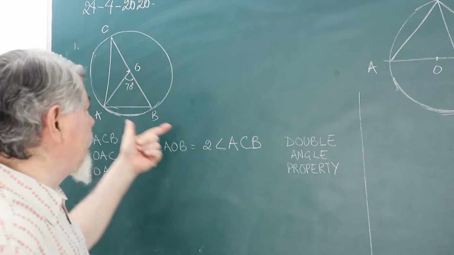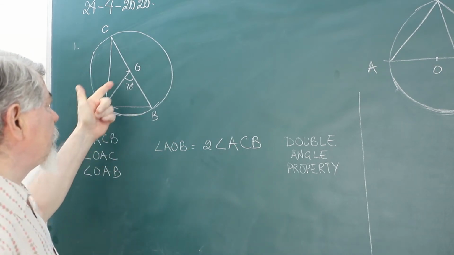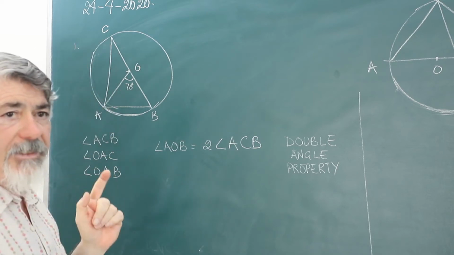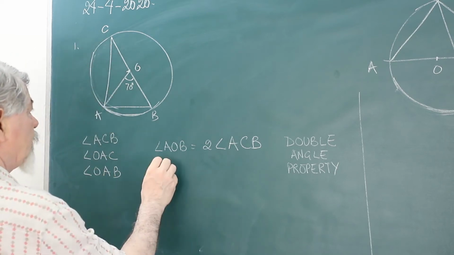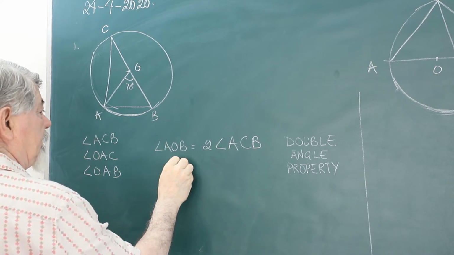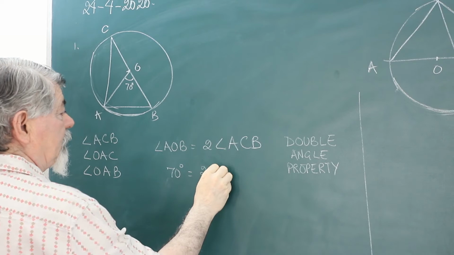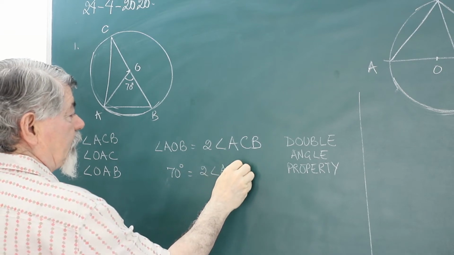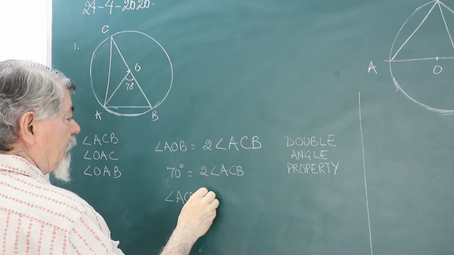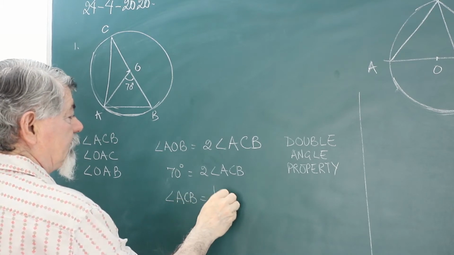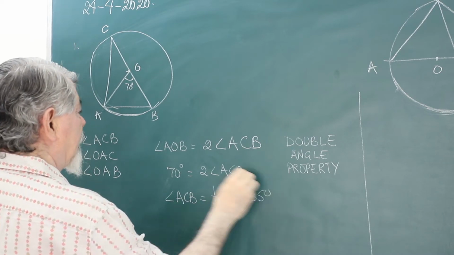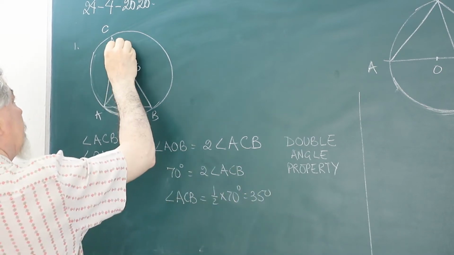The angle subtended by an arc at the center of the circle is double the angle it subtends at the remaining part of the circumference. So angle AOB is how much? 70 degrees. It is double angle ACB. So angle ACB will obviously be half of 70, that is 35 degrees. We get angle ACB as 35 degrees.